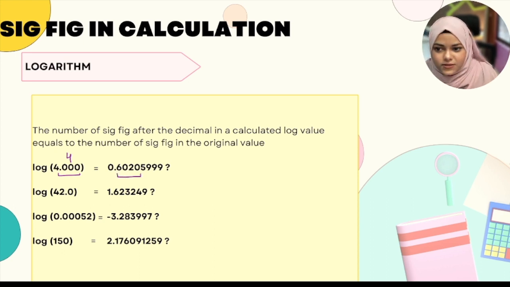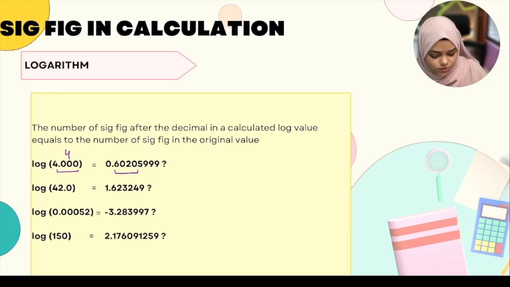What do I mean by this? Let's look at this. Here we have 4 significant figures. So in this case, we're going to keep 4 after the decimal. 4 significant after the decimal. So we have 1, 2, 3, 4. We stop here, and after the 0 is 5. So we're going to make it 0.6021.